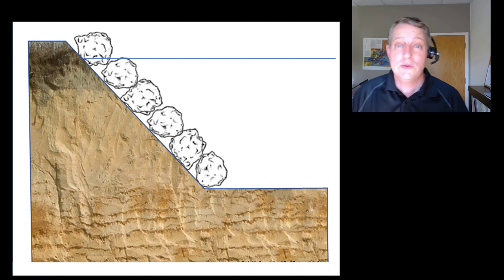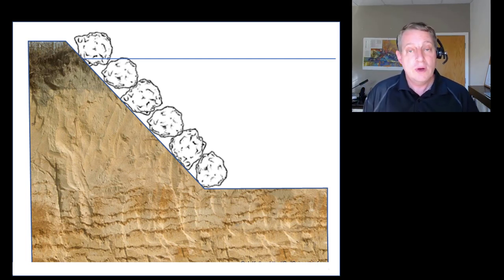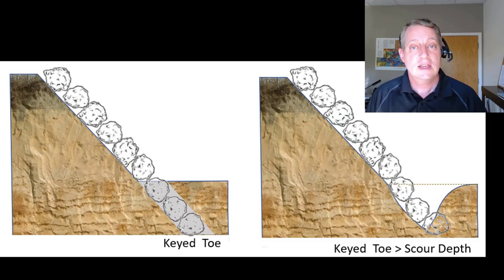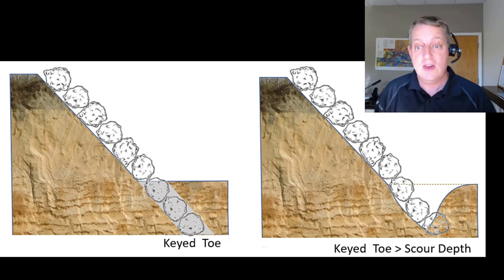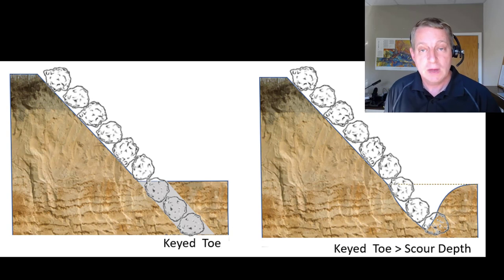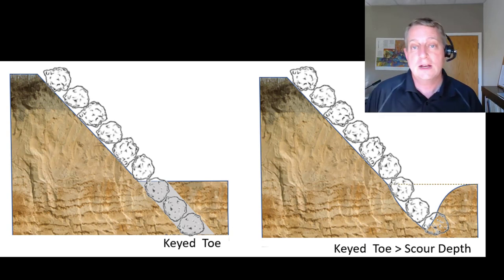So there are two strategies for what we call toe protection, for avoiding this kind of toe scour failure. The first is keying the toe. The idea here is that you're going to pre-excavate what you expect the scour to be, and then you're going to riprap all the way down into that keyed toe so that when the river does scour, it only scours down to the level of protection. It doesn't get beneath the level of protection or undermine your protection.